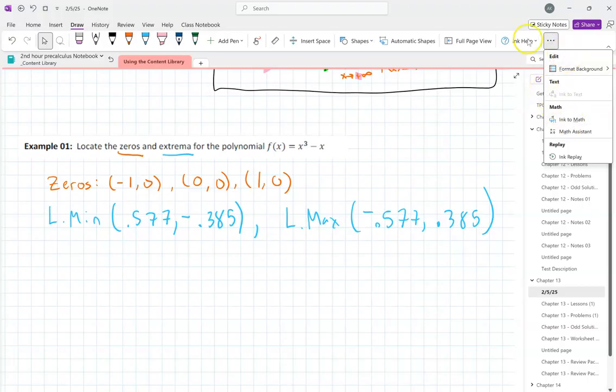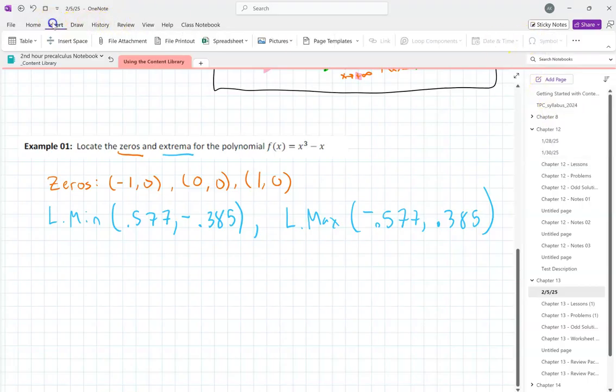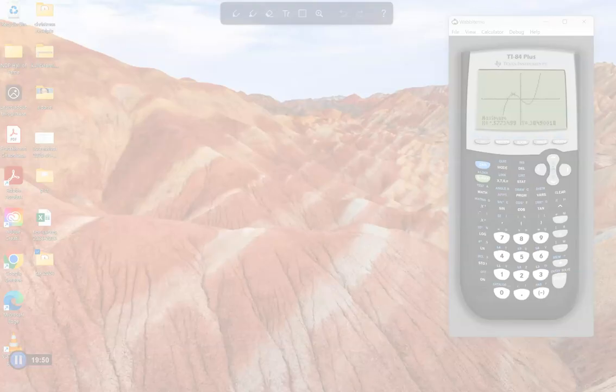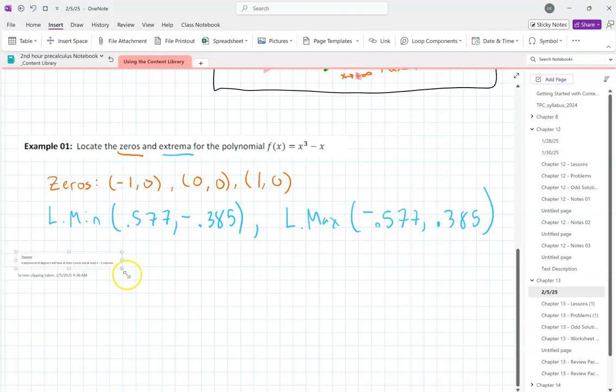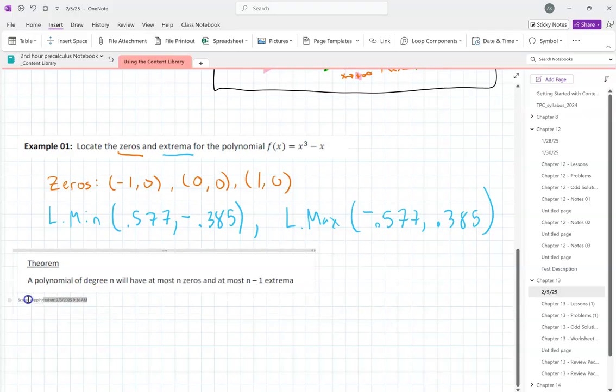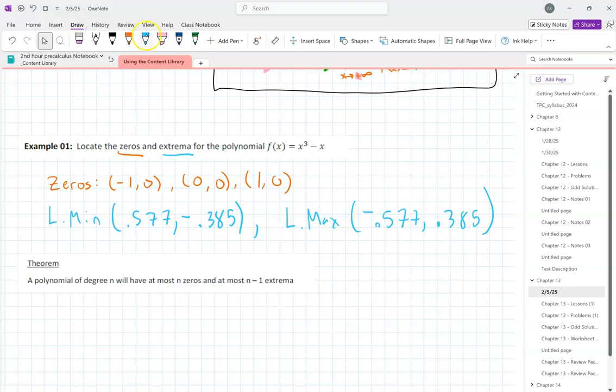Now, what would be nice is if we had an idea of how many of these things I should be looking for. Finding them once is not so bad, but sometimes I'm going to have 3 zeros. Sometimes I might have 1 zero or 2 zeros or 2 extrema, 3 extrema, 4 extrema. How do I know how many I should be looking for? Well, this theorem here gives us an upper bound on the number of zeros and the number of extrema that we can have.